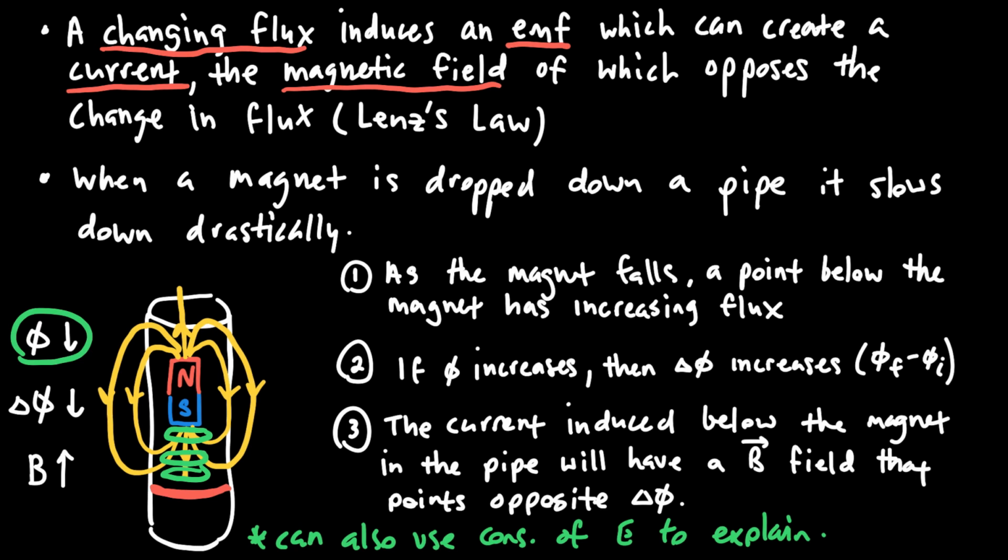So that's not so important in terms of whether it's positive or negative, but it is important that you know that the change in the flux has to point in the same direction as the flux if it's increasing. I'm going to say that again. The change in the flux has to point in the same direction as the flux if the flux is increasing.